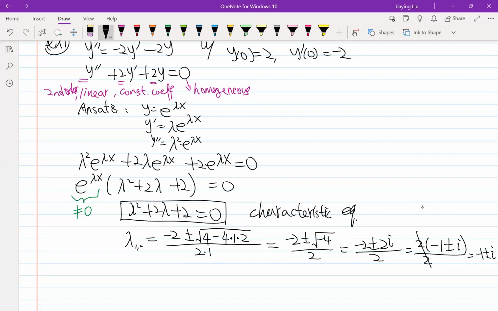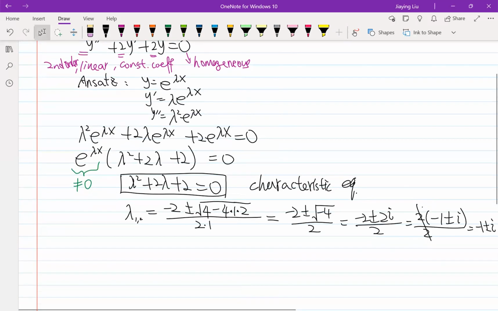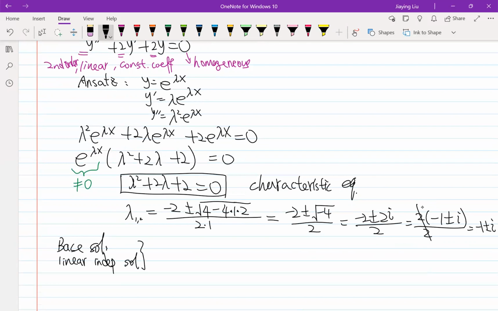Those are the two different lambda values, which tell us that the base solution, or the linearly independent solution, is going to be, the first one, y equals e to the (negative 1 plus i)x. The second one is going to be y equals e to the (negative 1 minus i)x. So that's one way to write down the base solution.